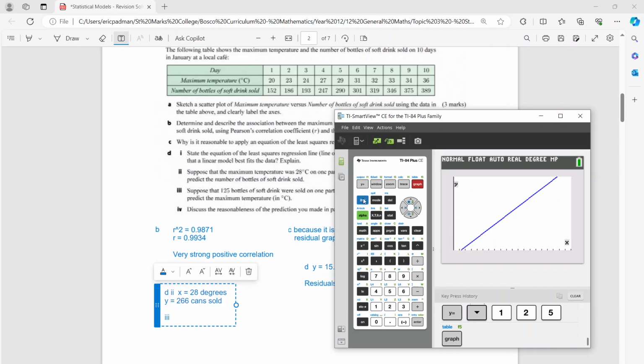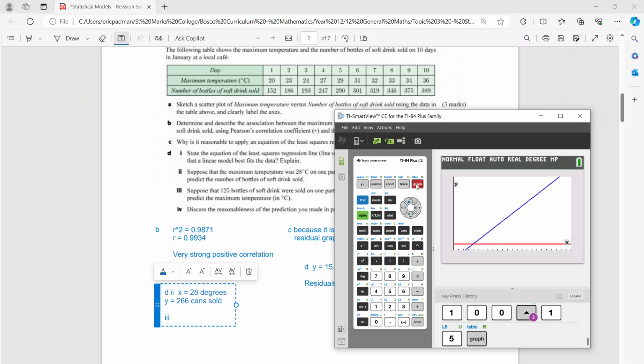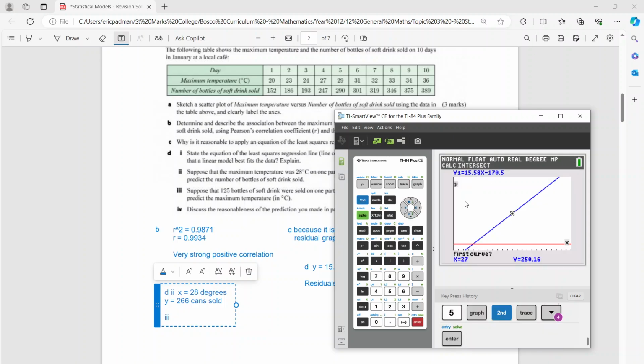So we need to change our window. We need a bit more negative space. Actually, we need y space, and maybe I might make that a little bit shorter as well, because it's lower. This is actually extrapolation on the smaller side. Okay, there it is. So we're going to do a calc, an intersection. There's only two things to do anyway, so just let it do its thing.